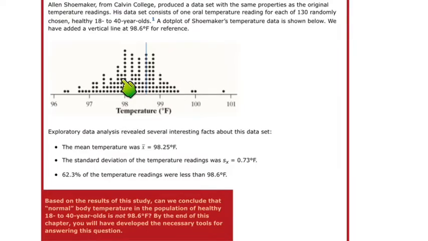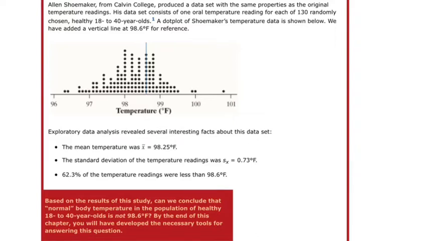For this dot plot, the sample mean, x-bar, was 98.25 degrees Fahrenheit. So you might be able to guess that the balance point would be just a little bit above 98 here, 98.25. The sample standard deviation for this dot plot, the temperature readings, was 0.73 degrees Fahrenheit.